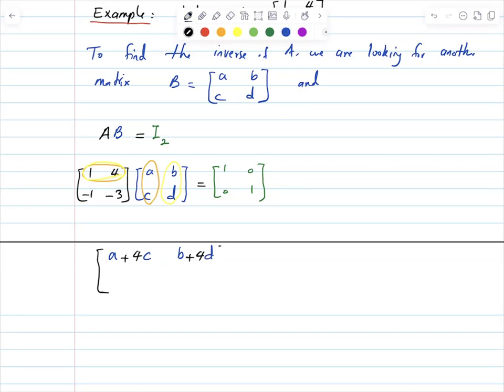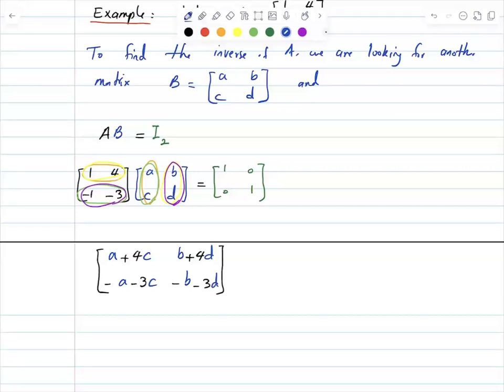And let us move on to the second row. Here we have the dot product between -1 and A, which is minus A, minus 3C. And finally, we have the last one. Use this color for this. You get negative B minus 3D.